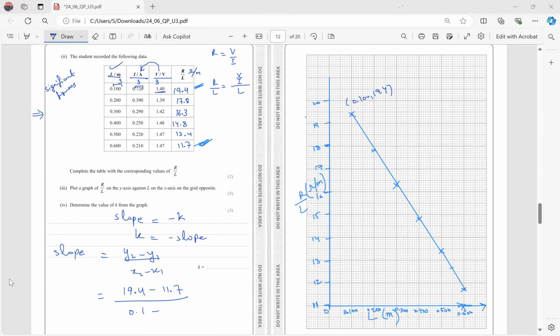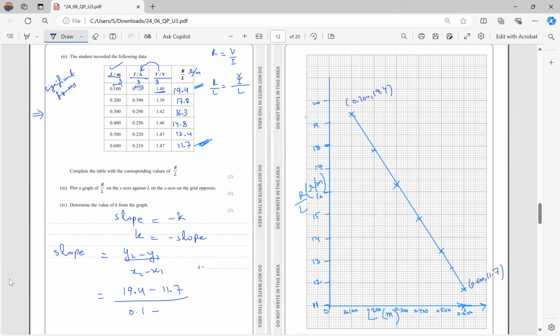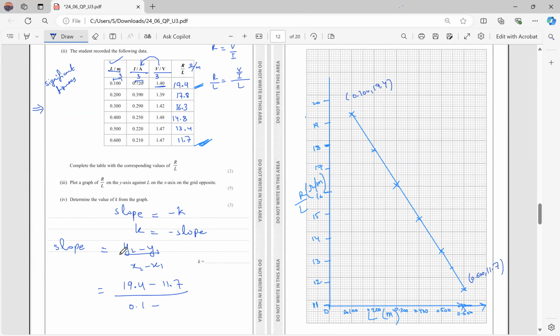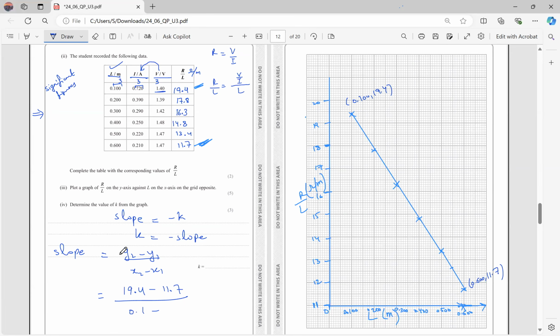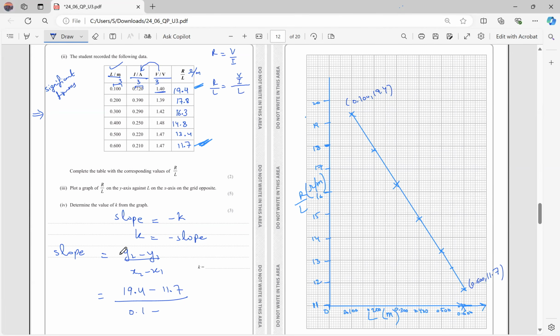Right, so we've got 19.4, 0.1 as the first point at the start of the graph, and the last point, that is 11.7 and 0.6. So 0.6 from the x-axis and 11.7 from the y-axis. So the formula is y2 minus y1 over x2 minus x1. So let's solve that.